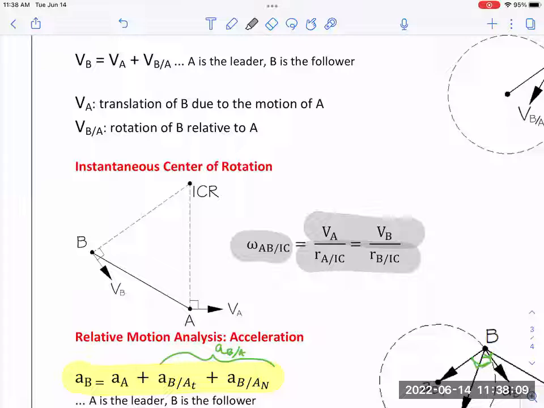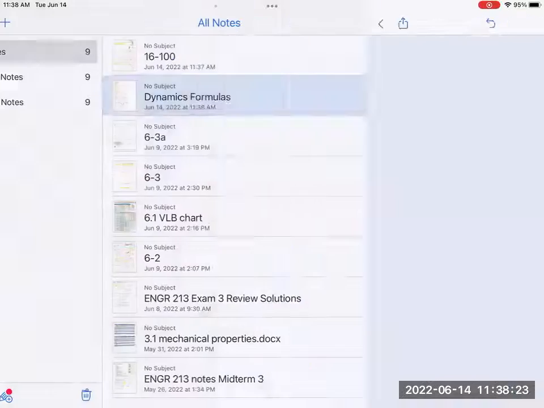So they're sharing that because I'm rotating around this center of rotation, like under the chair. So that's why that's true. So I can say the velocity of one divided by its radius is the same as the velocity of the other divided by its radius. Okay, so cool.